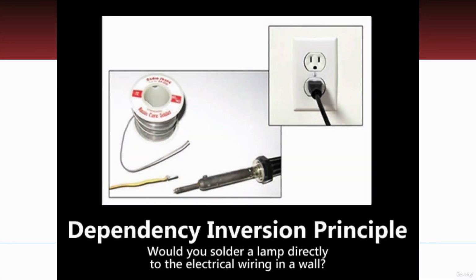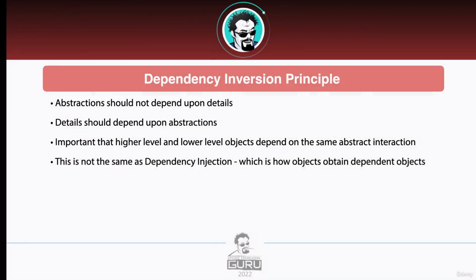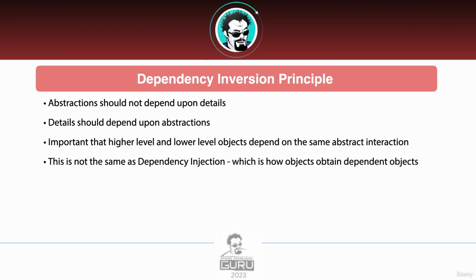Dependency inversion principle. Would you solder a lamp directly to the electrical wiring of the wall? No, of course not. You'd want to use a plug. So this principle is saying that abstractions should not depend upon the details, and details should not depend upon the abstractions. This is important, that higher level and lower level objects depend upon the same abstraction. This is much different than dependency injection. Easy to confuse the two. Dependency injection is how objects obtain dependent objects. This is saying that your abstractions should work together and not be tightly coupled.